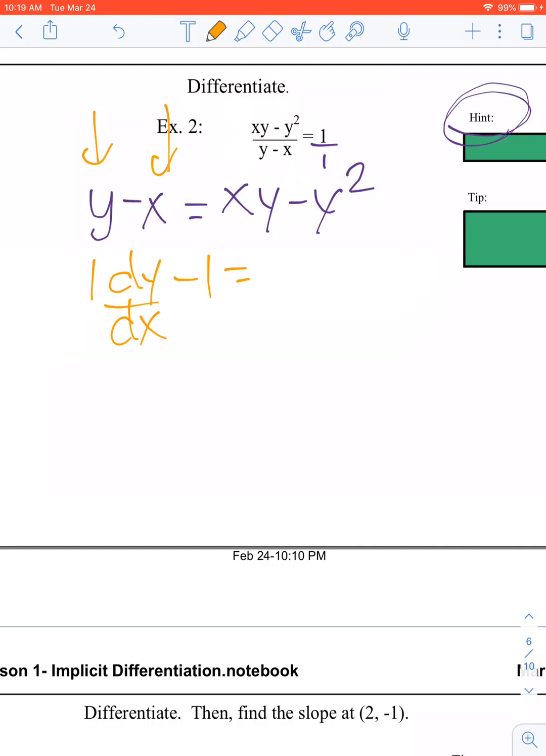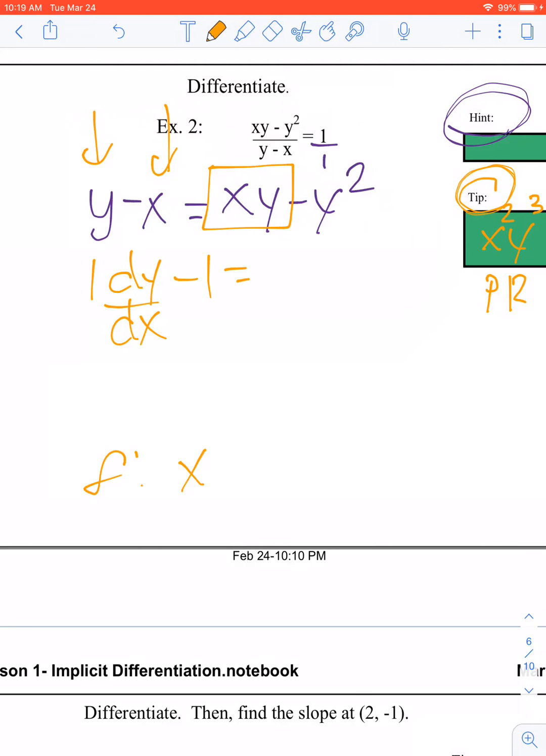Friends, we have a problem. When I look at xy, and this is the tip, this is what is underneath that box. Anytime you see an xy, an x squared y to the third, an x times a y, you are going to have to use product rule. Okay, so let's do some scratch work.